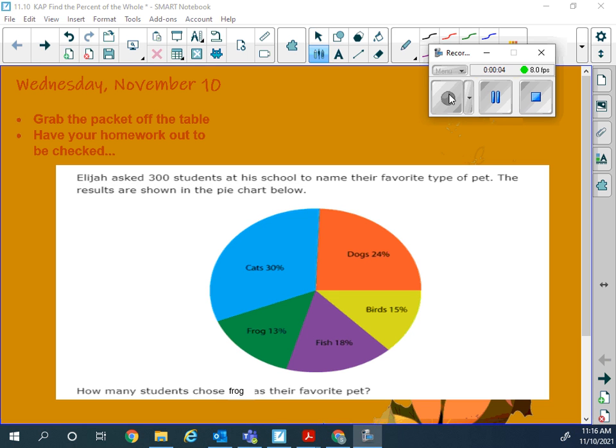Elijah asks 300 students at his school to name their favorite type of pet. The results are shown in the pie chart below. How many students chose frog as their favorite pet? So the first thing we need to do is realize we're talking about frog, and how much was frog? 13%. So we're looking for 13% of how much? 300, right? And now what would we do from here?